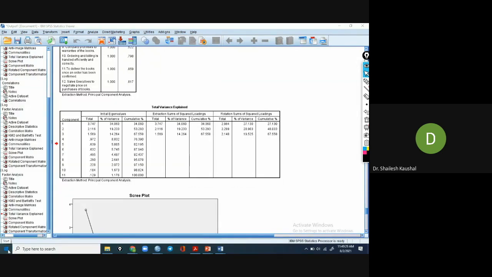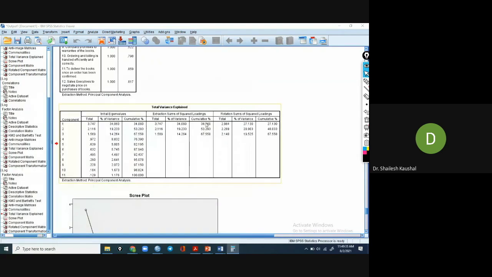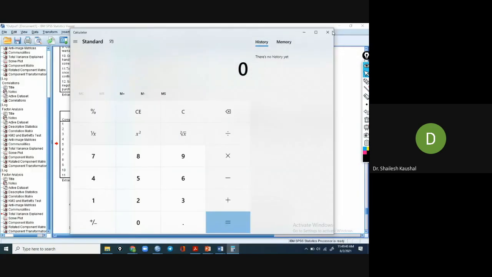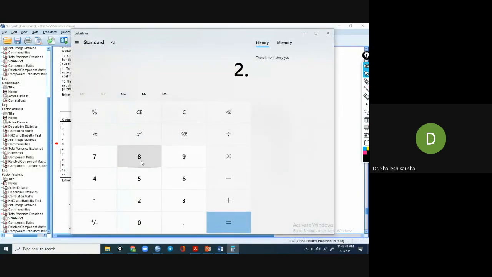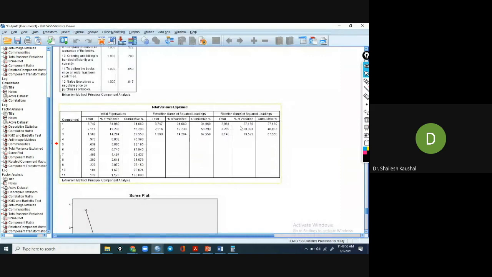I am using the calculator to explain this. So what is the value here? 2.98, sorry, 2.98 divided by 11 and multiplied by 100. So what is the value? 26.20, sorry, it's more or less the same, 27 point something, because I did not take the actual value, I took only 2.98. So the variance means 2.984 divided by 11 times 100, and then we get 27 point something.